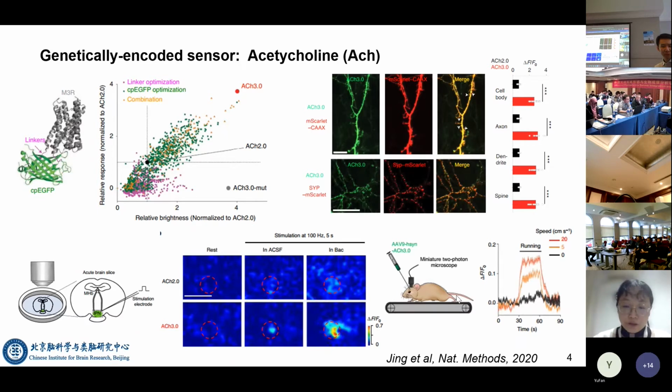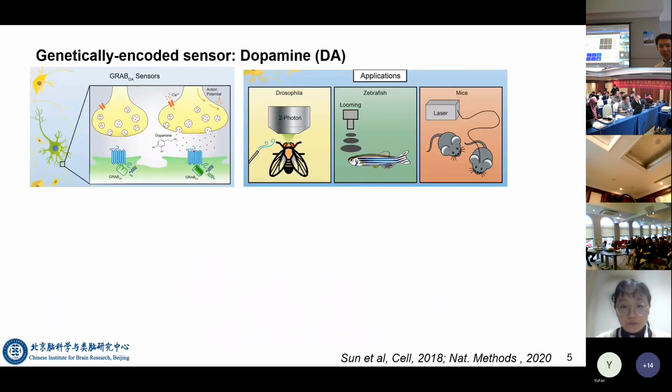And so this data they published last year in Nature Methods, and so this is the improved sensor. Together with other GPCR-based neurotransmitter sensors recently developed, it should help to address fundamental biological questions on neuromodulation. I will introduce the second genetically encoded sensor, that's the dopamine.